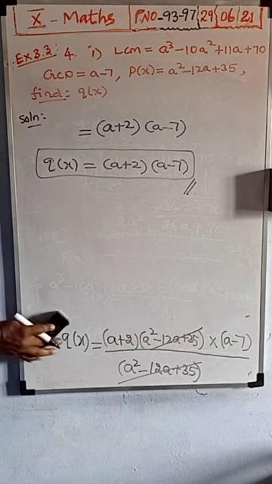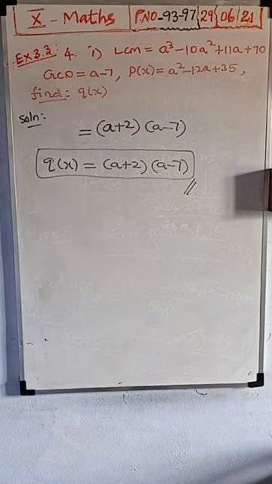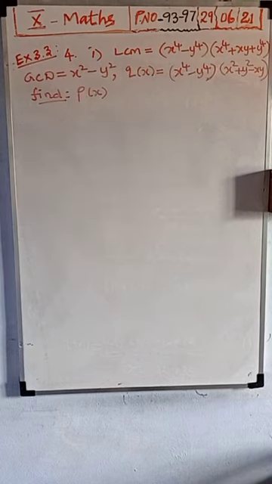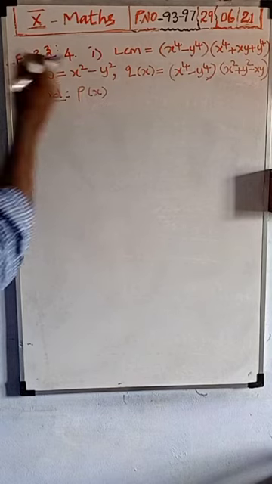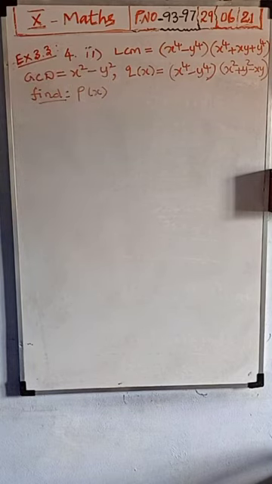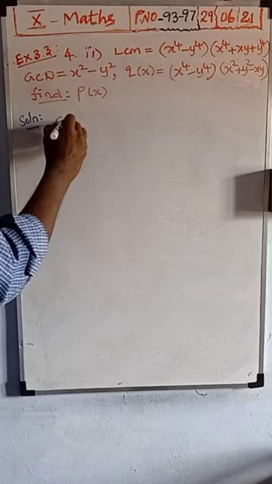So the q of x polynomial we wanted to find, we received. That's all. See the next, the fourth one, second point. LCM and GCD, one polynomial q of x is given. We want to find p of x. See, the solution is the same as before, we did it the same way.